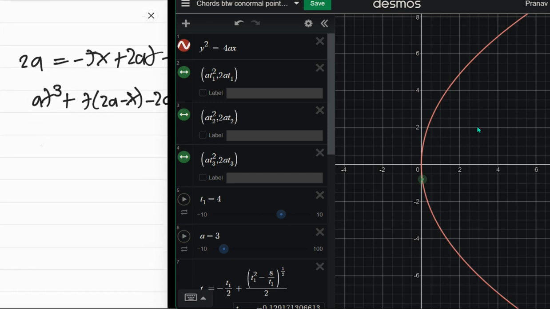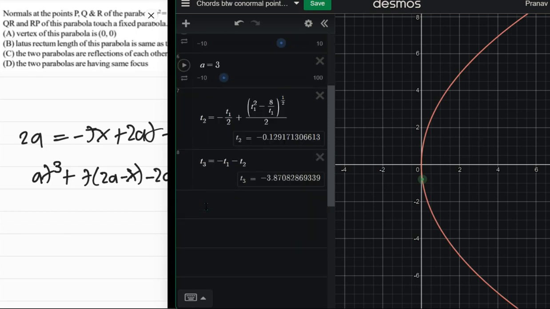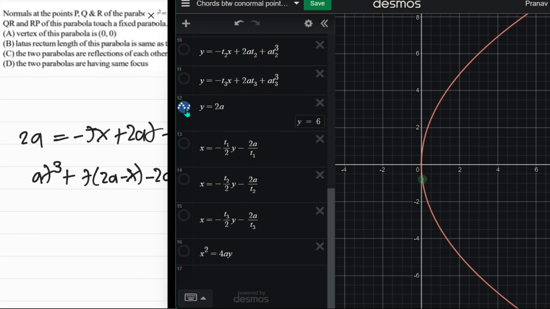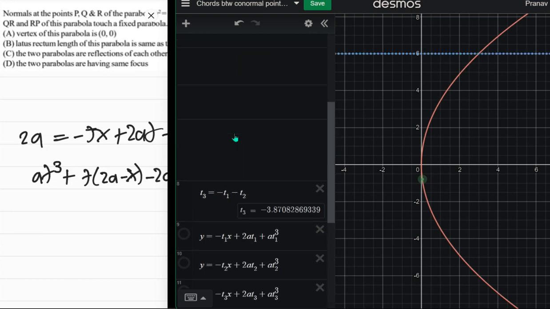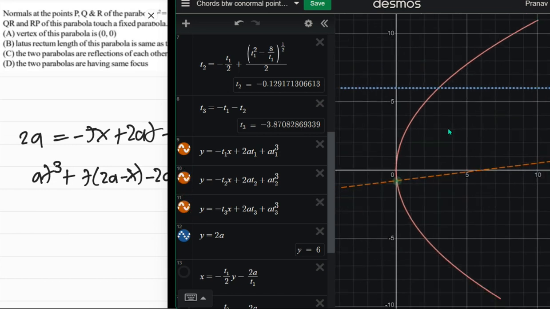So from this you can say that the sum of its roots, and the roots in this case are just the t values t1, t2 and t3, because they said that the normals at the 3 points P, Q, R are concurrent, right? And they are concurrent on a point which is on y equal to 2a. So I even have that: this line, and these are our 3 normals. So as you can see, these will be concurrent.